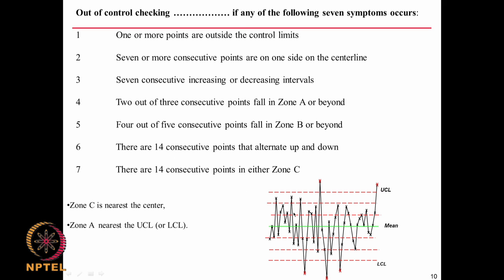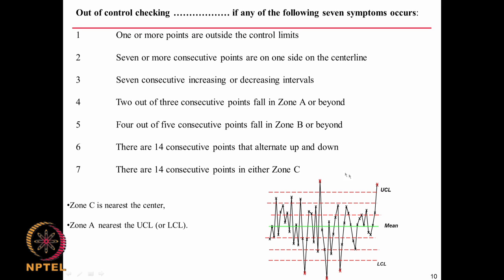Obviously what it means is if there are too many consecutive points in one zone, that means the data is not moving randomly. A random cause will always have data points going up and down, okay. So only if there is an assignable cause there will be a pattern. So these are the patterns. You may ask why 7, why not 6, why not 8, yes, but we are just taking it as a rule of thumb, so you do not have to question that.